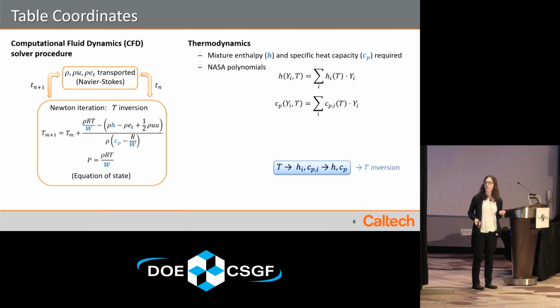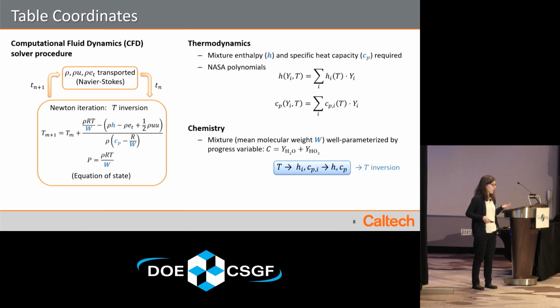And so that leads us to use the temperature as one of our table lookup coordinates. And then on the chemistry composition side, we know that we need to have a description of the mixture, possibly through our mean molecular weight W. Traditionally, this is well parameterized by the progress variable, which we're defining here as the mass fraction of water plus one of the initial radicals in hydrogen combustion. And so that gives us our second table coordinate, the progress variable, to close the system of equations.